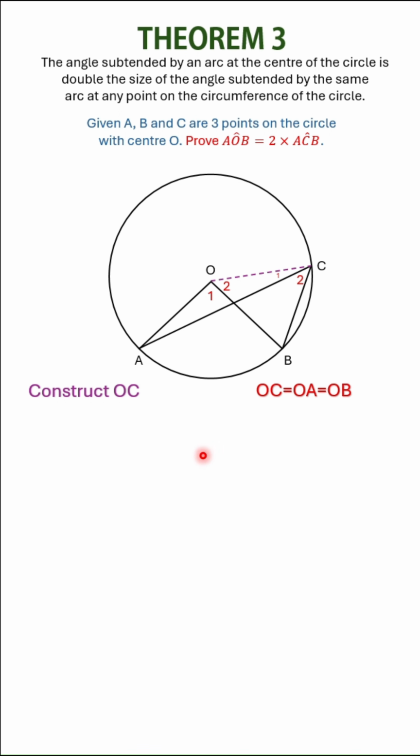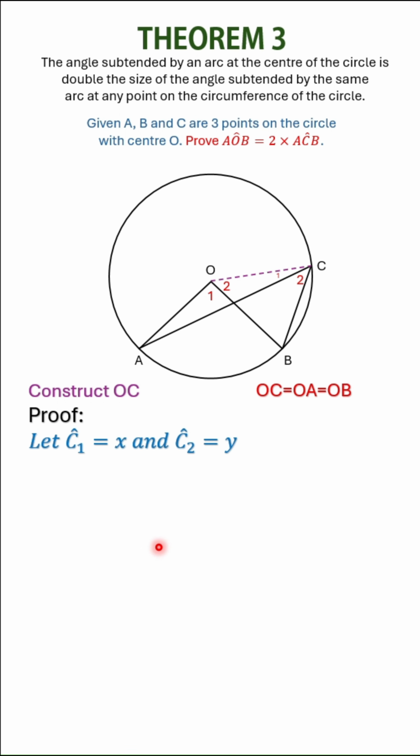Notice that the line of OC, the line of OA, the line of OB, all those lines are radiuses of the circle. And we know that the radiuses are equal in length. So we are going to start to prove that this angle at the center is 2 times the angle at the circumference. So we will write proof.